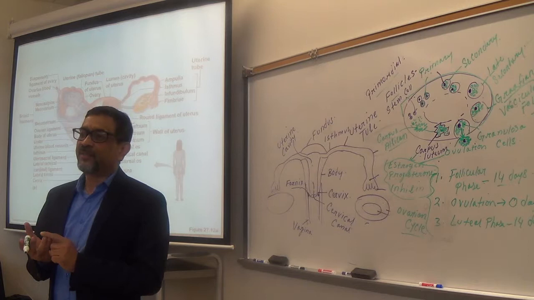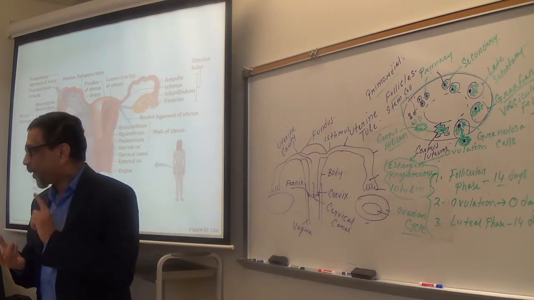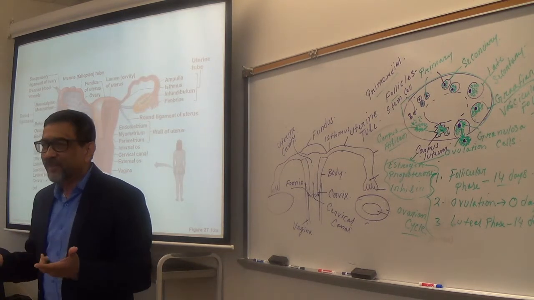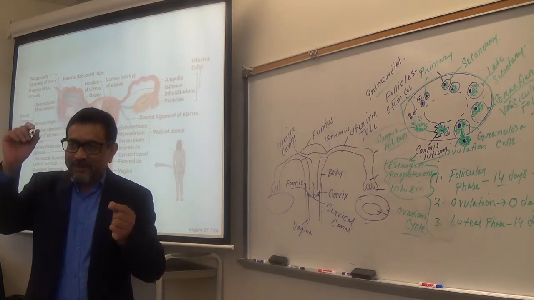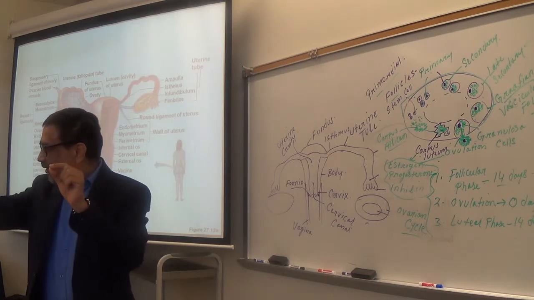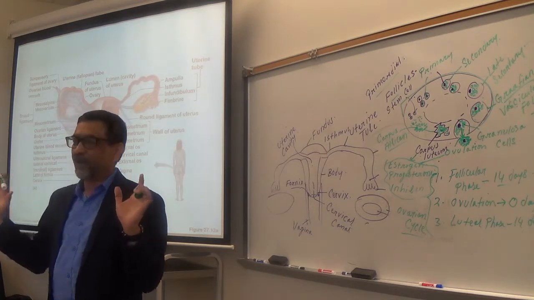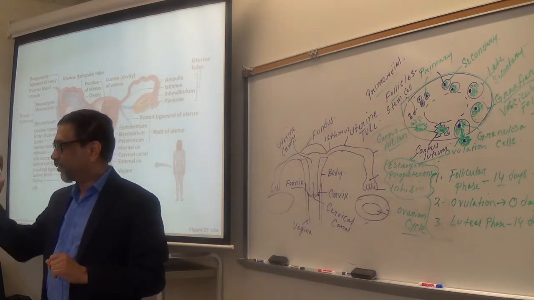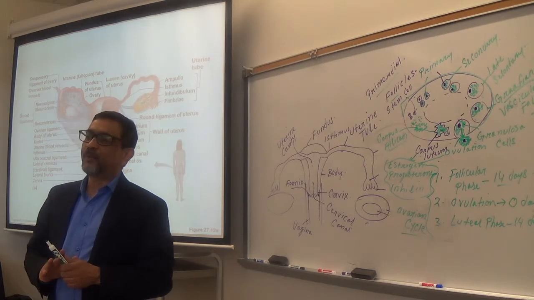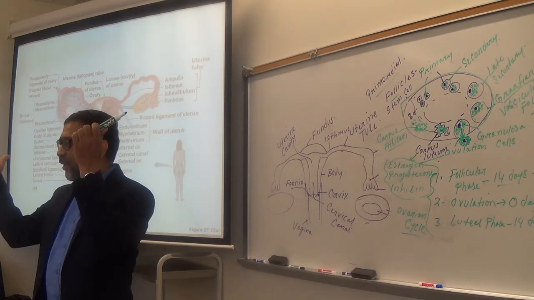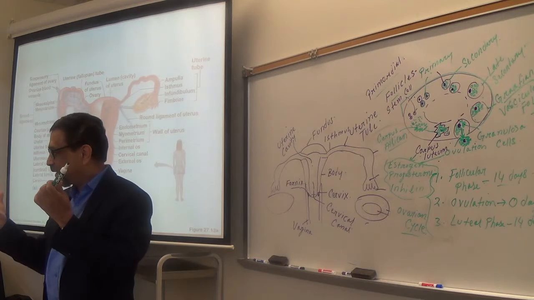First 14 days, which phase? Follicular, because during that time the primordial follicle grows, gets matured and becomes Graafian follicle. Make sense? Okay, so that's why it is follicular phase. Then number 2 is what? Ovulation. Rupture of Graafian follicle.